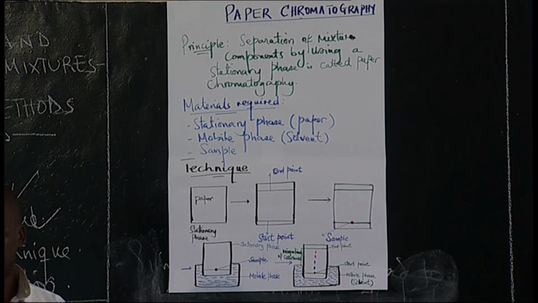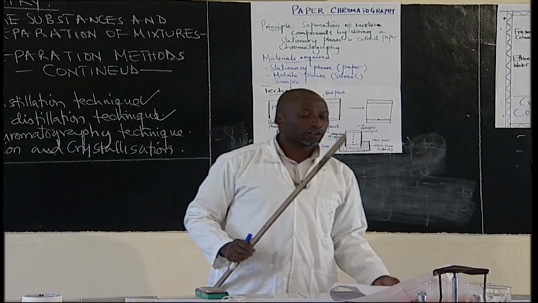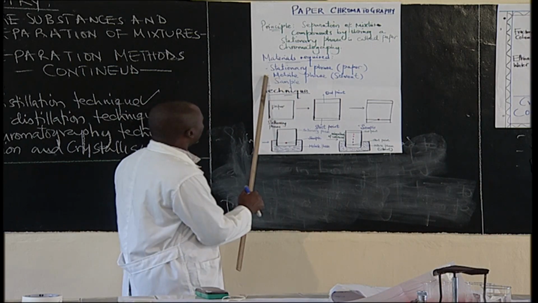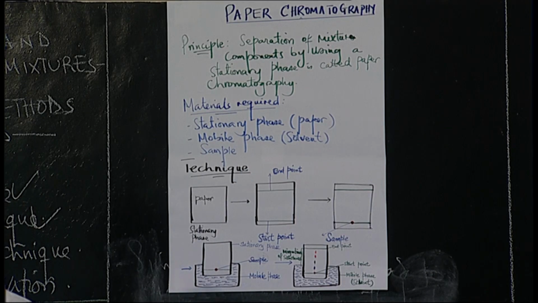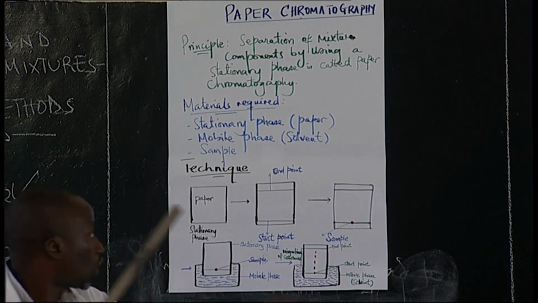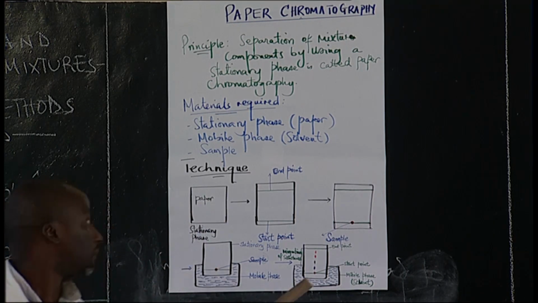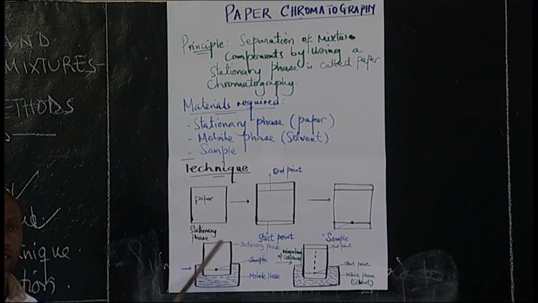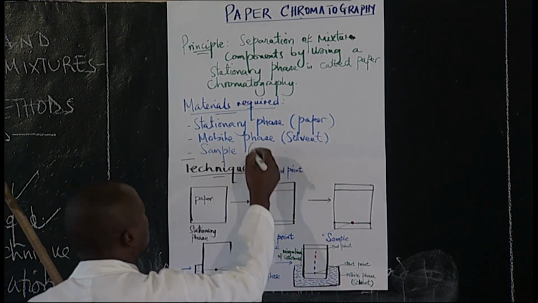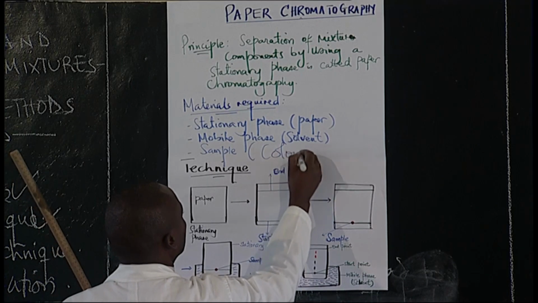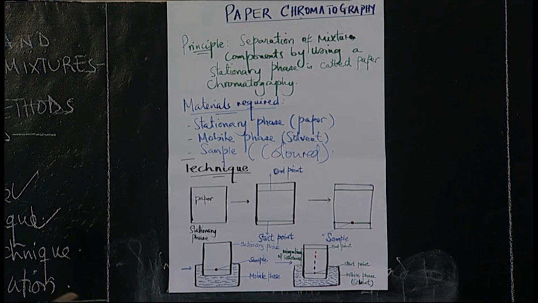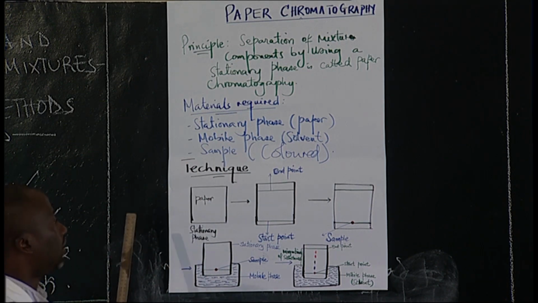That is the paper. Not just any paper like this one. We'll see the type of paper that is required. Then you need a mobile phase, that is a solvent which is moving. And then you have the sample. In most cases, the samples have to be colored. In most cases, but not always, this separates colored materials.